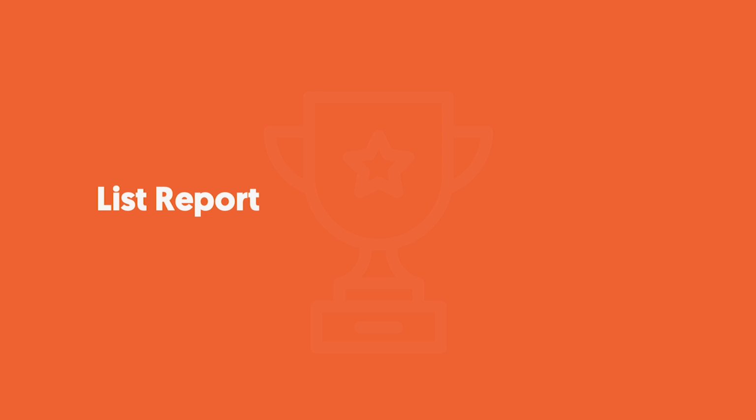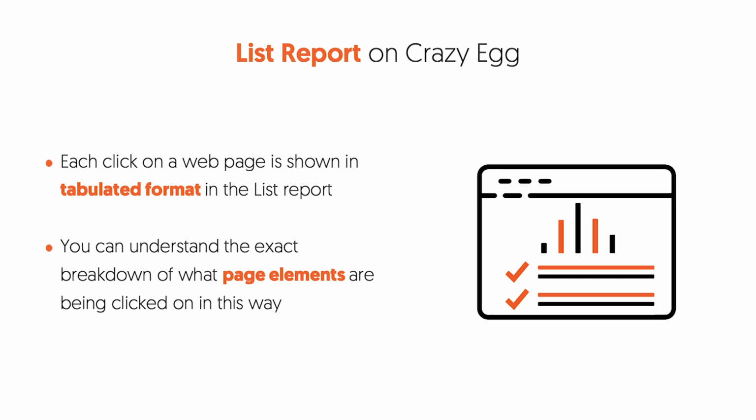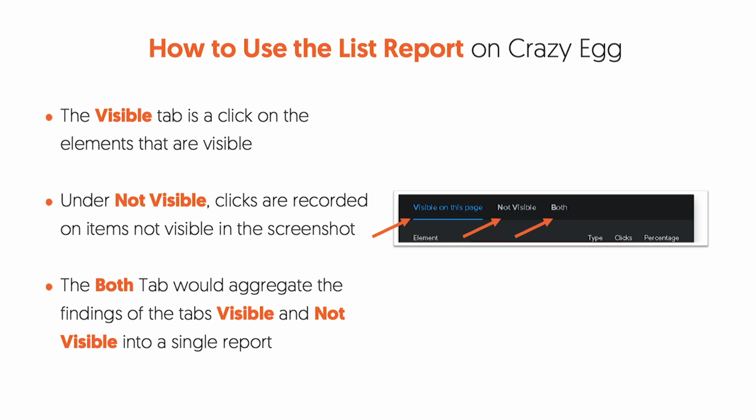Then you have the list report. This just gives you a list of every single element in a tabulated format, so you can see a breakdown of what people are clicking and what they're not. Whether it's visible or not visible, you can see that within the list table, and you just look at the not visible or both or the visible, and I recommend that you check them all out. So again, that way you can figure out percentage wise what's getting a lot of clicks that's necessarily not visible that you need to fix and change, so that way you can improve the user experience.